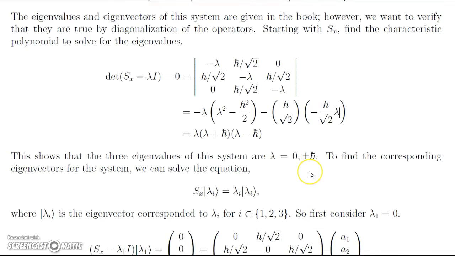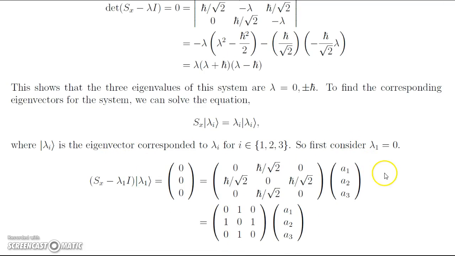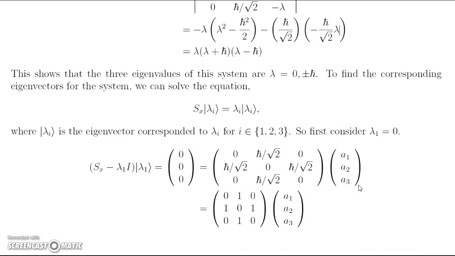To find the corresponding eigenvectors for this system, we can solve the eigenvalue-eigenvector equation, Sx acting on the eigenstate equals the eigenvalue times the eigenstate. First, we're going to consider the lambda 1 equals 0 case. All the calculations are here, but we don't have enough time to go through all of them because, as you know, diagonalization calculations are very long and tedious, and it would be a very long video. So I'm just going to do a case for both Sx and Sy and just mention the results of the other ones.